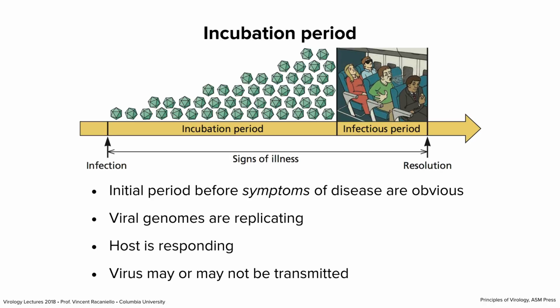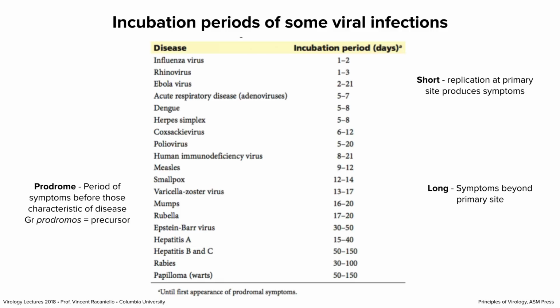So that's why I say the initial period before symptoms are obvious, because clearly, if I took some of your blood, I could find virus in it, and that would be a sign of infection, something, again, which can be measured but which you cannot feel. Incubation periods vary greatly among viruses, from 1 to 2 days here for influenza virus to between 50 and 150 days for papillomaviruses that cause warts. If you ever had a wart on your hand or the bottom of your foot, that's called a papilloma.